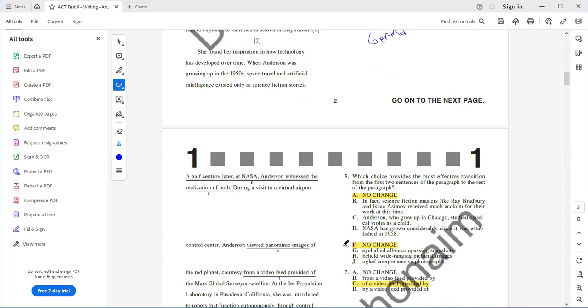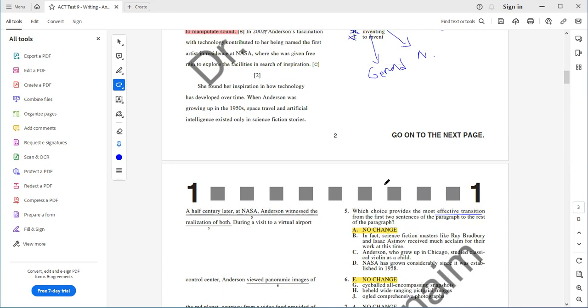Okay, number five, Dr. Ahmed, and it looks like a writing question. Which choice provides the most effective transition from the first two sentences of the paragraph to the rest of the paragraph? Okay. He just talked about which kind of sentence. Now, he said the effective transition from the first two sentences of the paragraph. So he means those two.